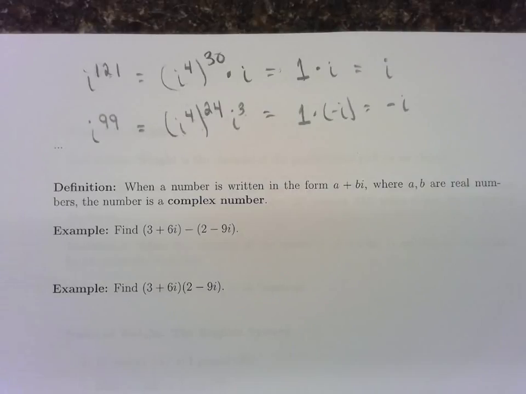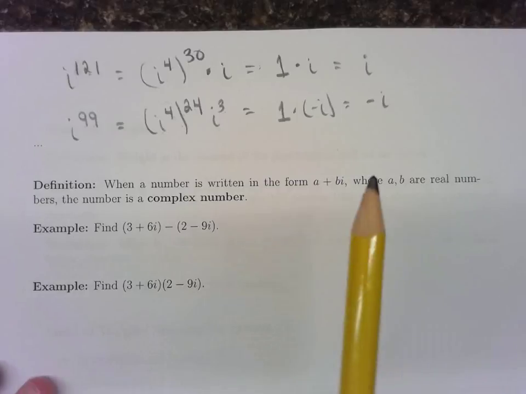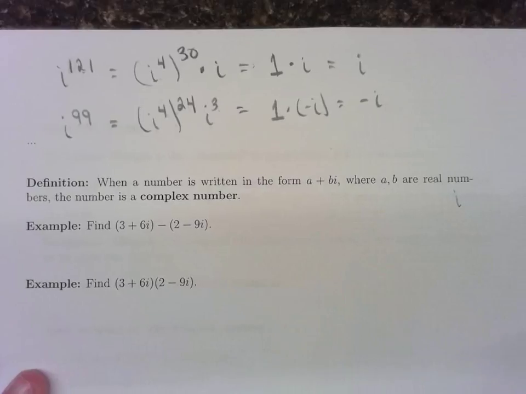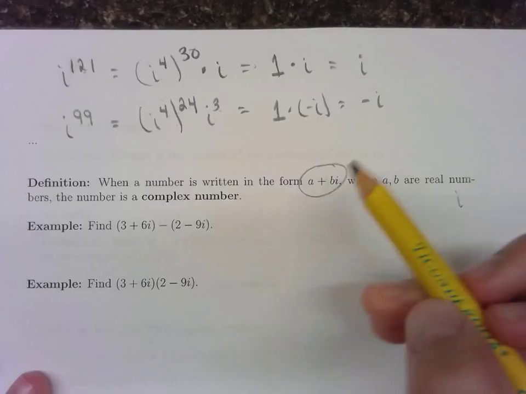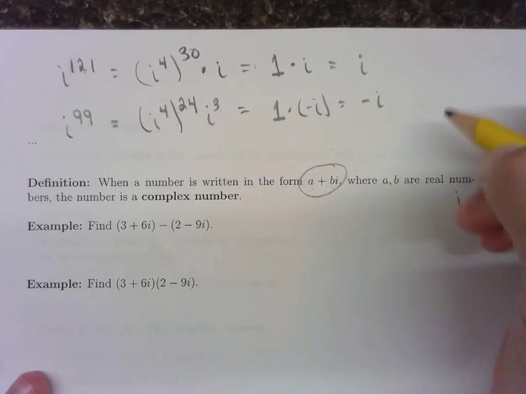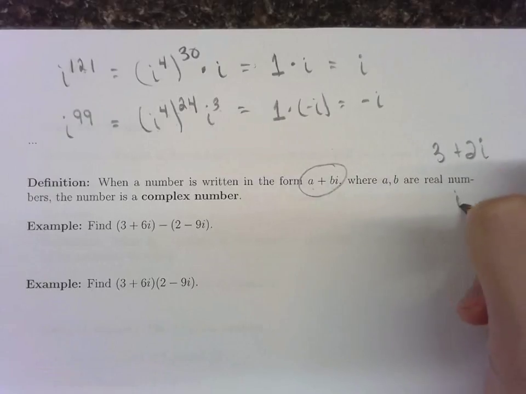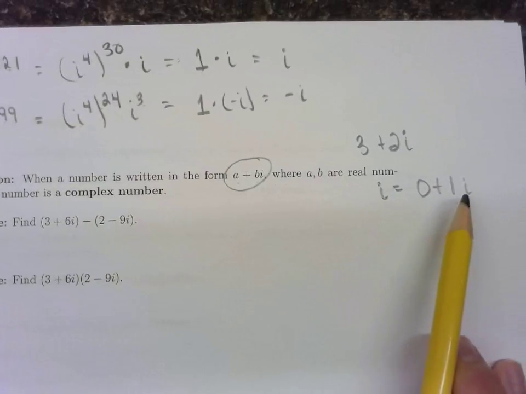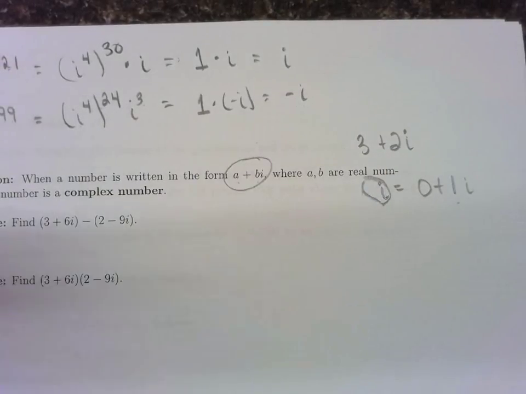Okay, a couple more things with complex numbers. It says when a complex number is written in the form a plus bi, where a and b are real numbers, the number is a complex number. So this i is a complex number, but it's supposed to be written in this form. For example, 3 plus 2i is called a complex number. Now i is still a complex number because that's the same as 0 plus 1i. 0 and 1 are real numbers, so this is a complex number. It just doesn't look like it. It's not written in this form, but it's still a complex number.